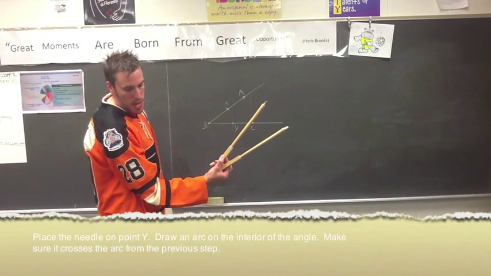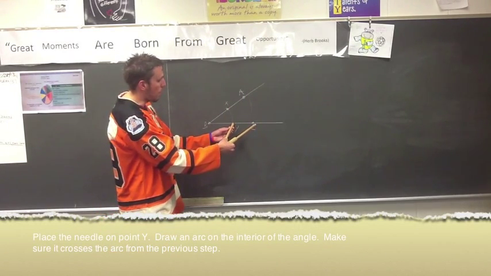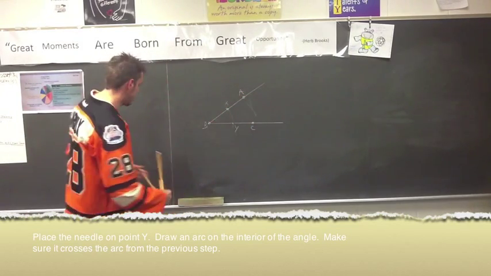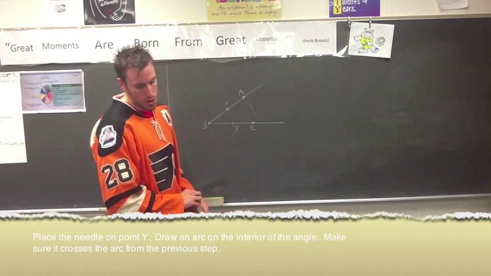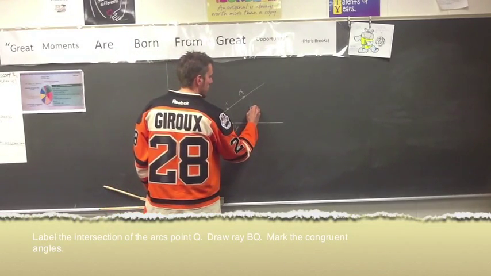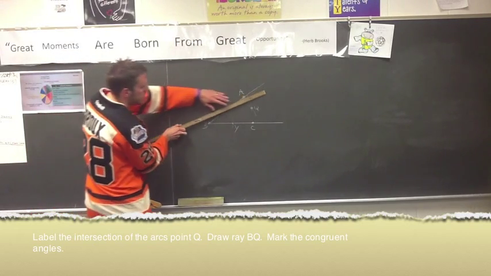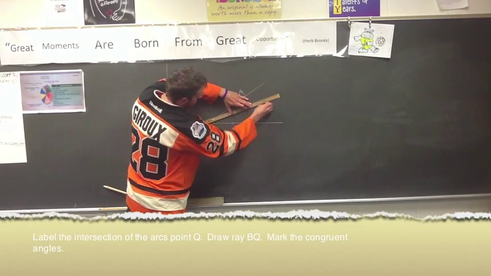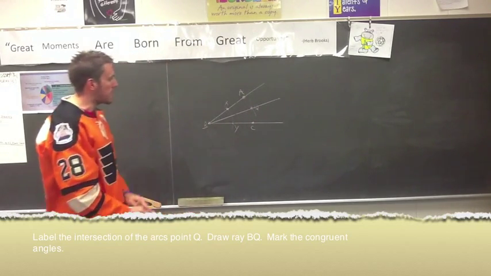Next thing, I'm keeping the compass opening the exact same, and we're going to do the exact same thing from Y. These two arcs intersect. Let's do that. We're going to label that point Q. And then we can draw a ray that goes from B through point Q. And that's our angle bisector.